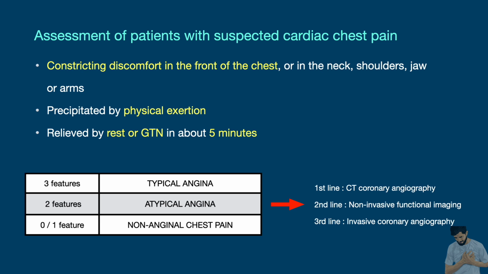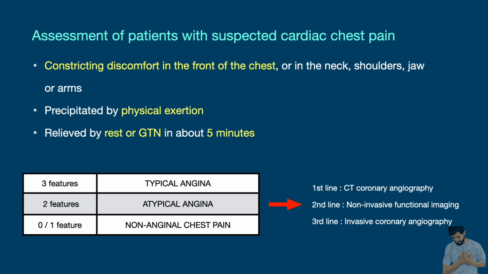Examples of non-invasive functional imaging include myocardial perfusion scintigraphy with single photon emission computed tomography, or stress echocardiography, or first-pass contrast-enhanced magnetic resonance perfusion, or MR imaging for stress-induced wall motion abnormalities.